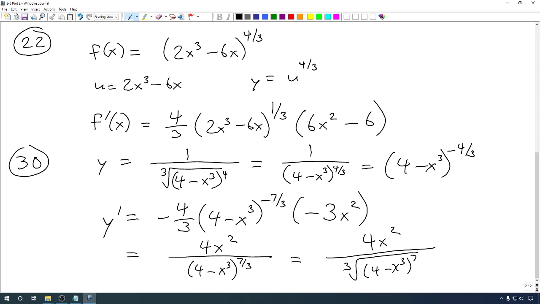I would probably actually like this one a little bit better. I don't always like to have the roots and powers kind of mixed together. I'd rather just leave that as a fractional power.